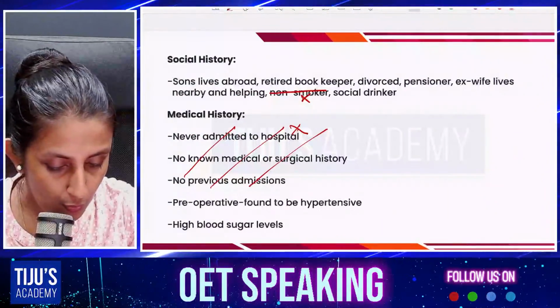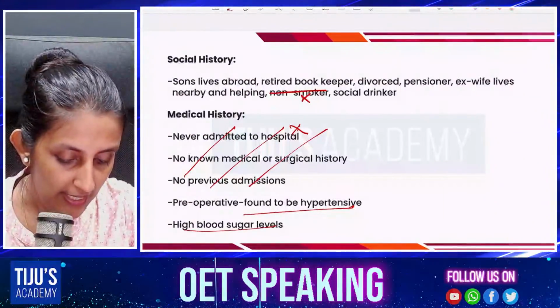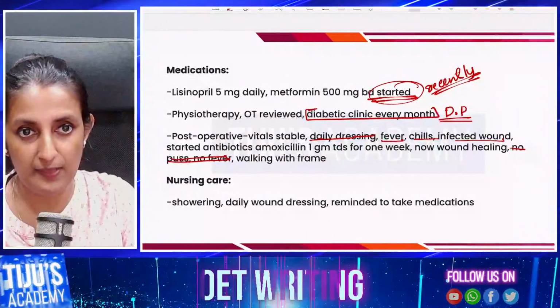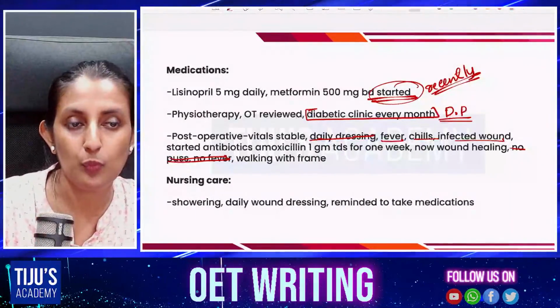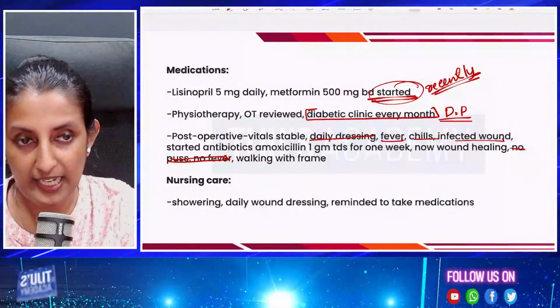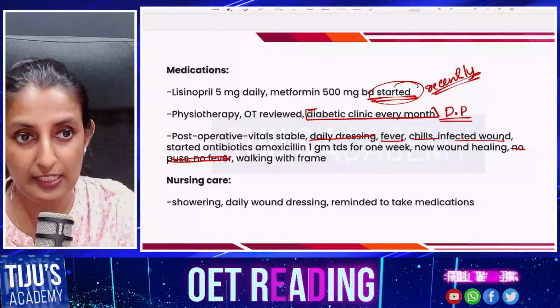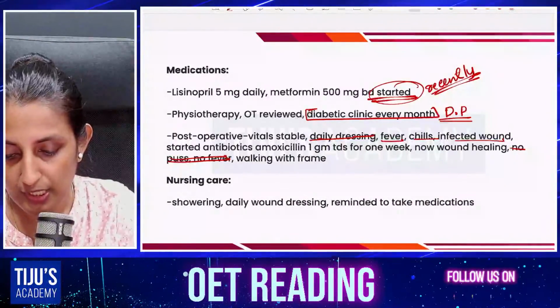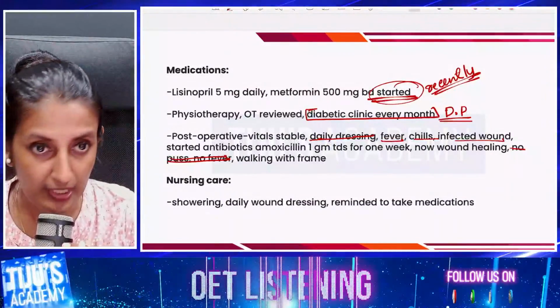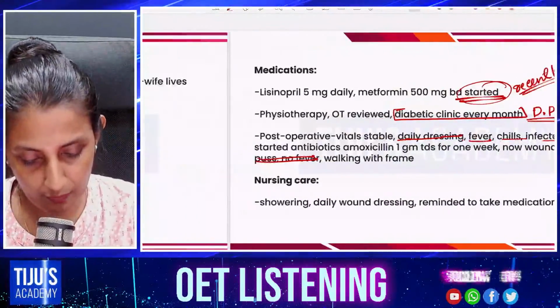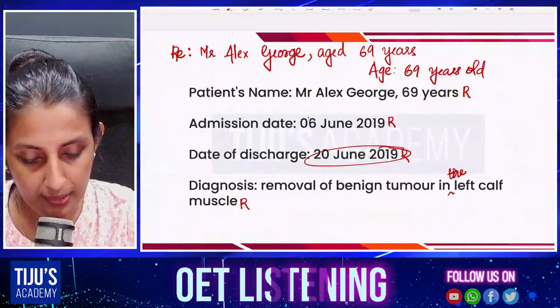He was found to be hypertensive and with high blood glucose level. Therefore, we started the medicines. Physiotherapy, OT review was provided, and he has a diabetic clinic visit every month. So, the very first information that we can mention is regarding the admission date.